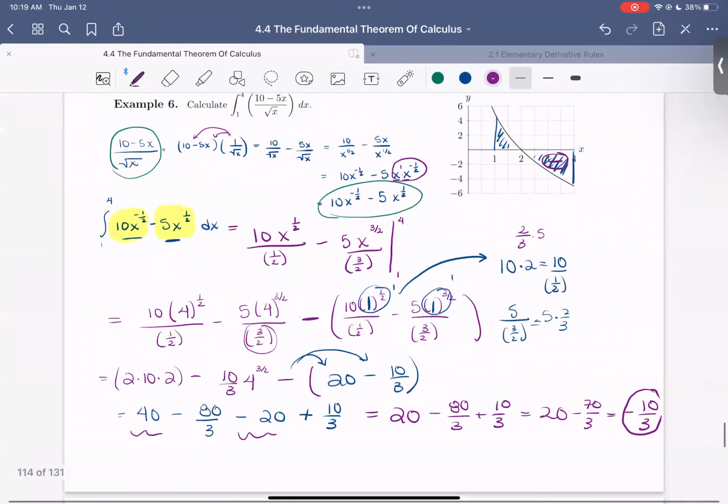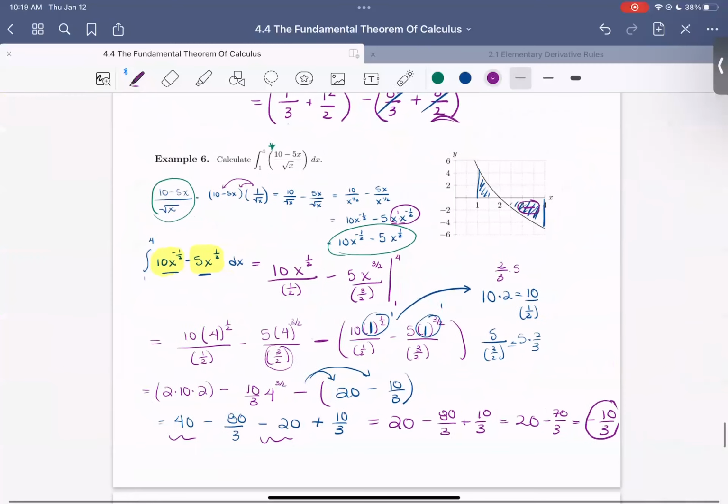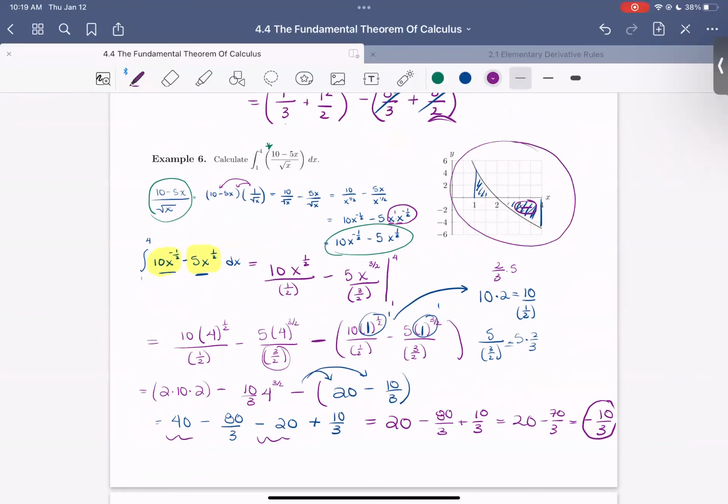So the total area under this curve between 1 and 4 is a net negative. So we see more area on the bottom, or on the negative direction of the x-axis, than compared to the positive direction.